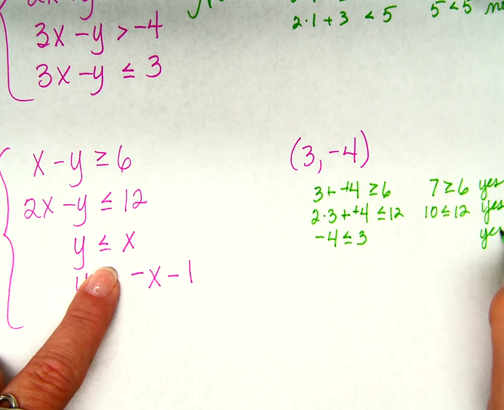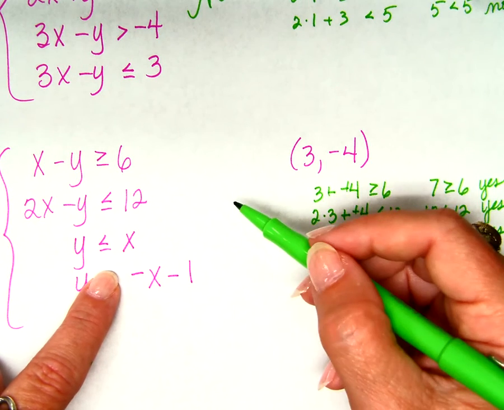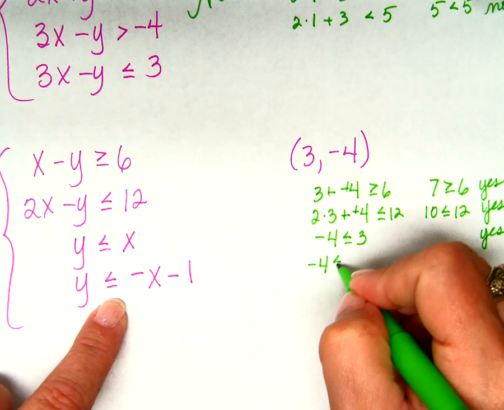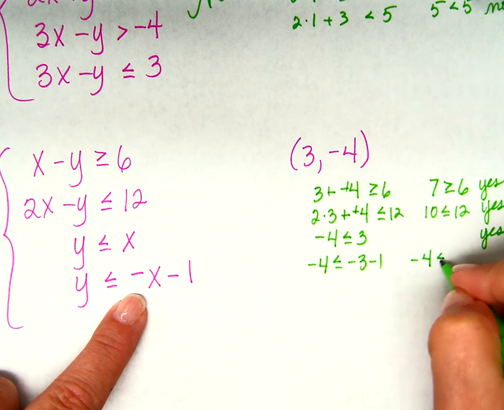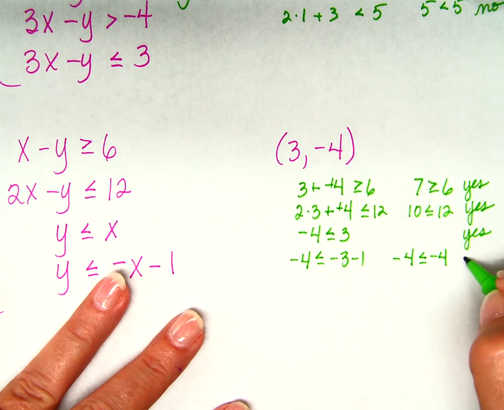Yes. Surely they're all yes if we've gotten all the way this far. Can't I just put yes? No, not without proof, right? Negative 4 is less than or equal to negative 3 minus 1. Negative 4 is less than or equal to negative 4. Yes.